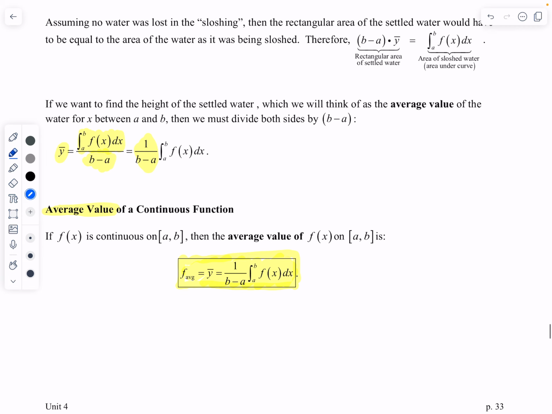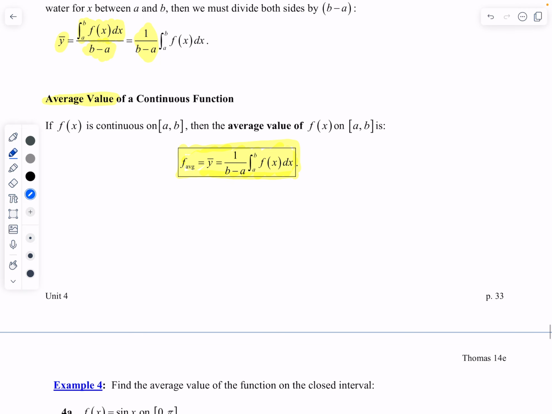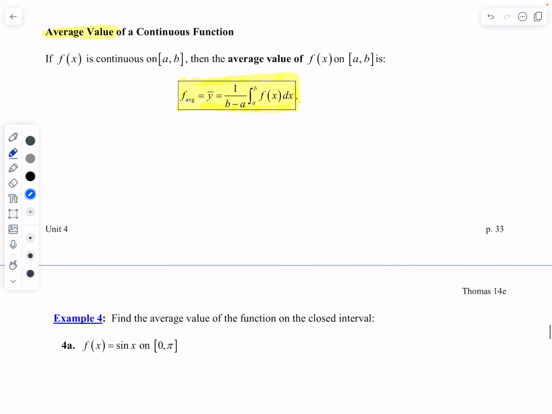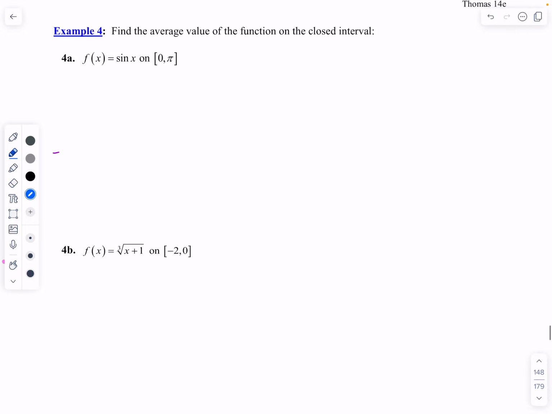So here's the formula. The average value of a continuous function: if f of x is continuous on a to b, then the average value of f of x on a to b is given by y bar, which is equivalent to 1 over b minus a. Remember, b is your upper limit, a is your lower limit, integration from a to b, f of x dx. So now let's go through and look at example number 4.